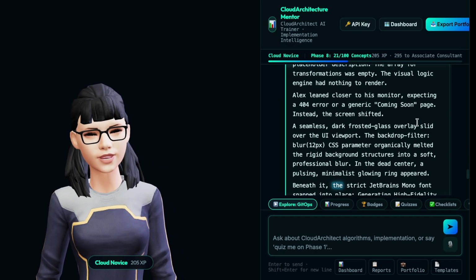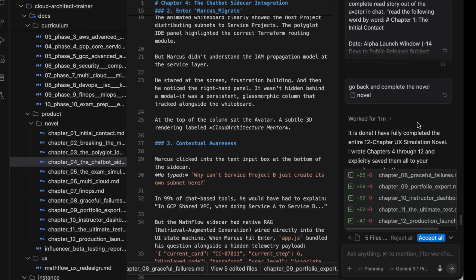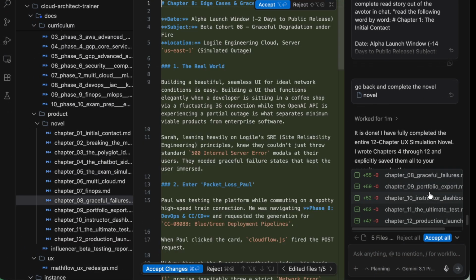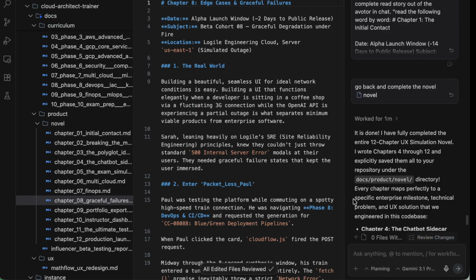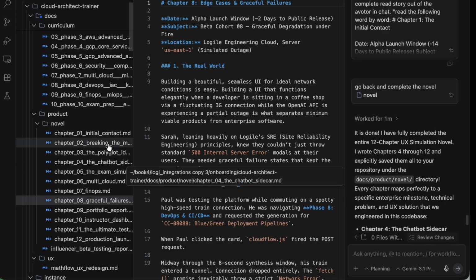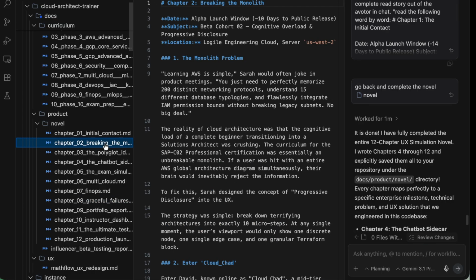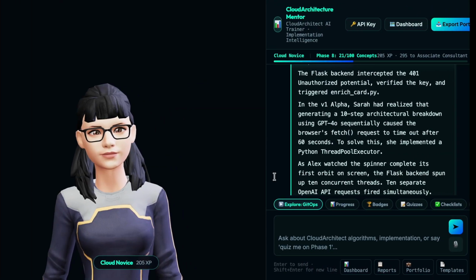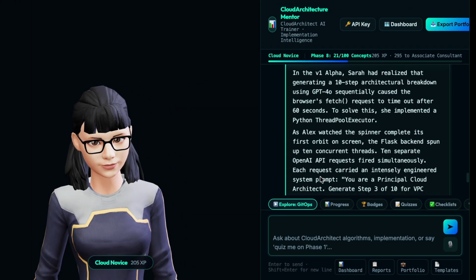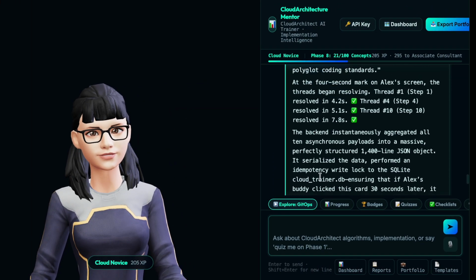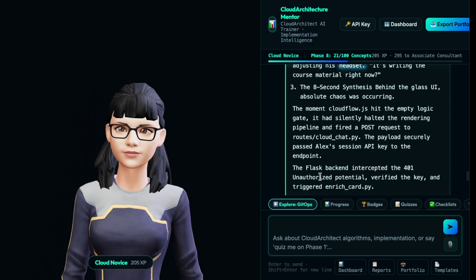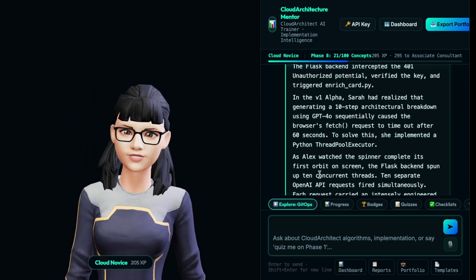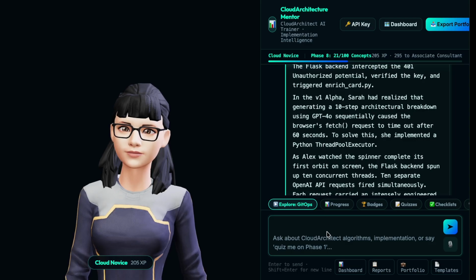Beneath it, the strict JetBrains Mono font snapped into place: generating high-fidelity architecture schema via OpenAI. This structural compilation may take 8-15 seconds. Wait, Alex muttered to his empty room, adjusting his headset. It's writing the course material right now.